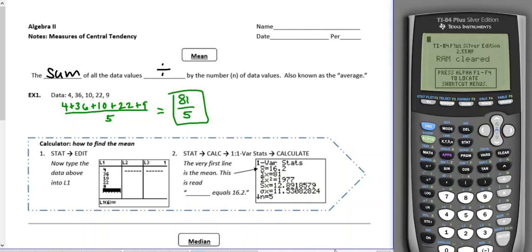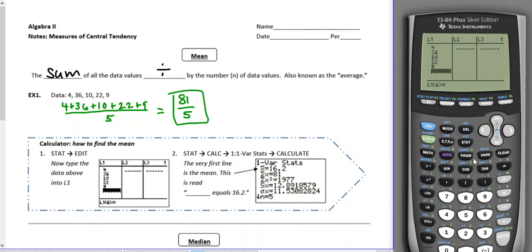Now we are actually going to practice putting it in the calculator, but a different way, because we want to get used to using our variable statistics function in the calculator. Following the steps down here, first we're going to go Stat, Edit, and make sure you clear everything out that you need to. So highlight the top, hit Clear, hit Enter. Now we're going to put all of these numbers into list 1. So 4, 36, 10, 22, 9.